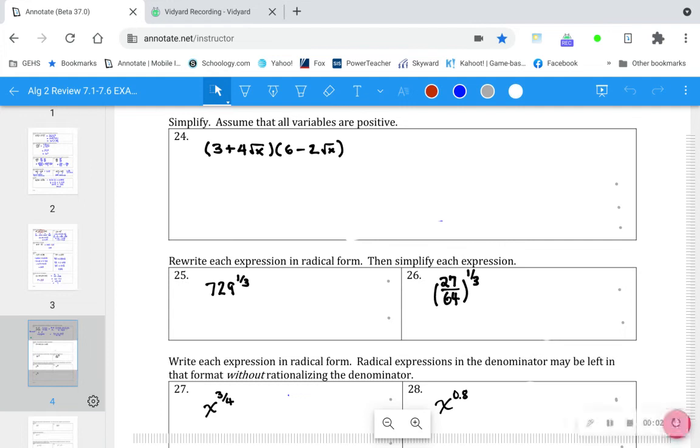Okay, we're returning to the review for sections 7.1 through 7.6 in Algebra 2. This is Mr. Peterson, and I'm going to be doing number 24 here shortly.